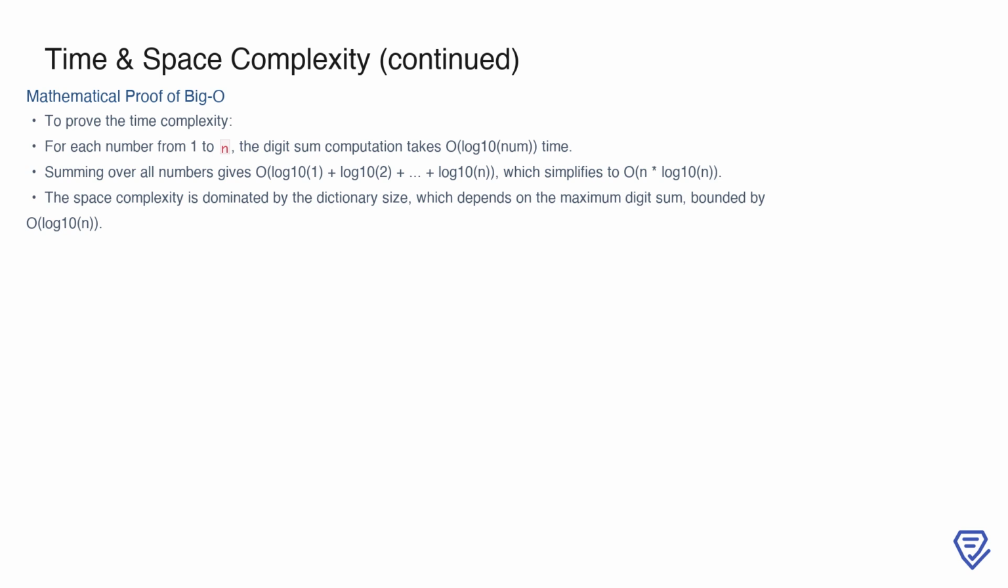Finally, let's briefly justify the big O notation used in this analysis. For time complexity, the digit sum computation for each number takes O(log10 number) time. Summing this cost across all numbers from 1 to n gives O(log10(1) plus log10(2) plus ... log10(n)), which simplifies to O(n * log10 n). For space complexity, the dictionary size is determined by the maximum digit sum, which is bounded by O(log10 n). Taken together, these calculations confirm that the time complexity is O(n * log10 n), and the space complexity is O(log10 n).